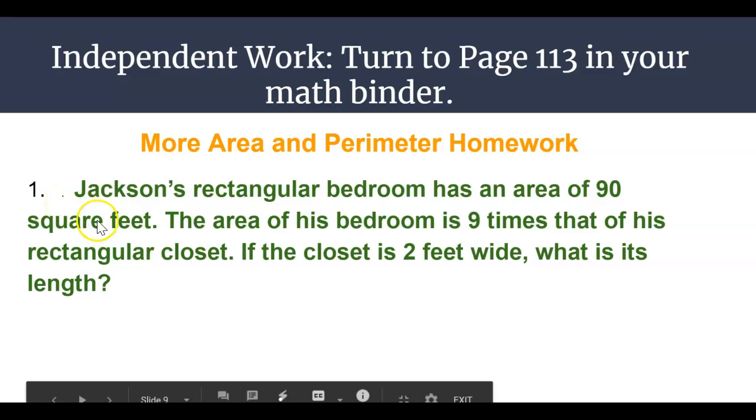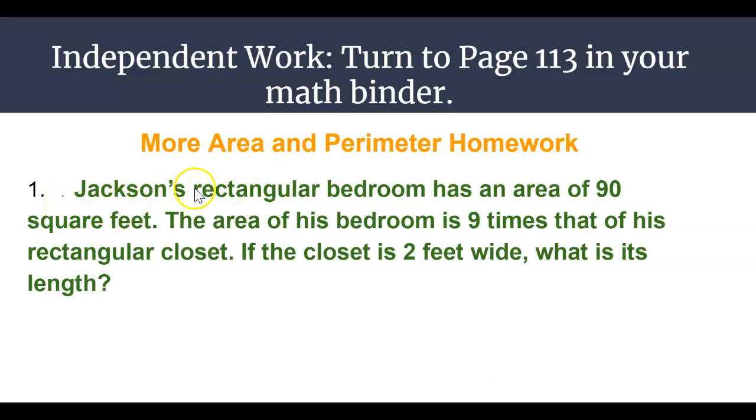So our next couple of slides, I've taken from page 113 in your math binder. You're actually going to do the work inside of your math binder, page 113. This is the top part of 113. They're both area and perimeter problems, and you're going to do these also independently. Jackson's rectangular bedroom has an area of 90 square feet. The area of his bedroom is 9 times that of his rectangular closet. If the closet is 2 feet wide, what is its length?